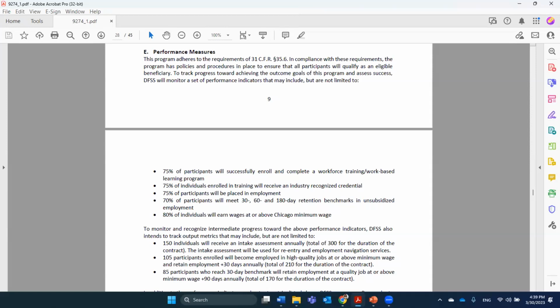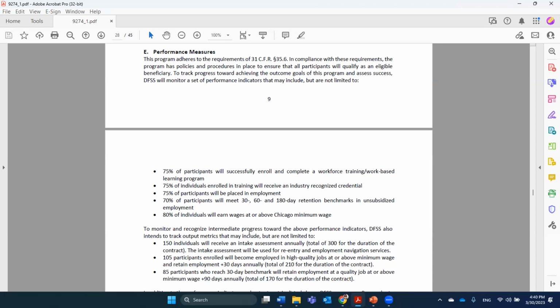They have the expectation that any organization applying for this RFP is going to be able to not just meet these benchmarks, but also be able to measure these benchmarks. So an organization will be able to tell them what percent of participants will enroll in the program and will complete the program, what percent will receive an industry recognized credential, what percent will be placed in employment, what percent will meet the retention benchmarks, and what percent will earn their wages.